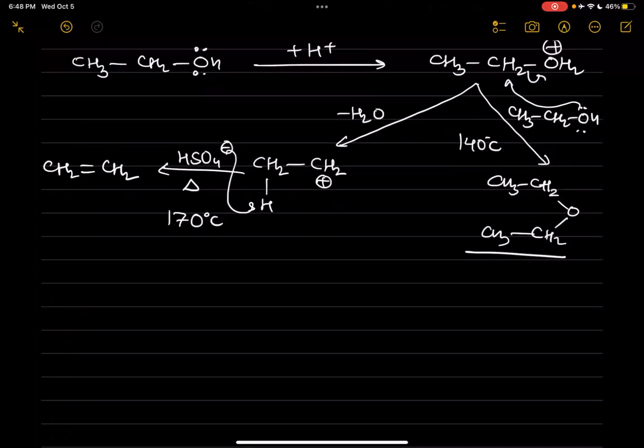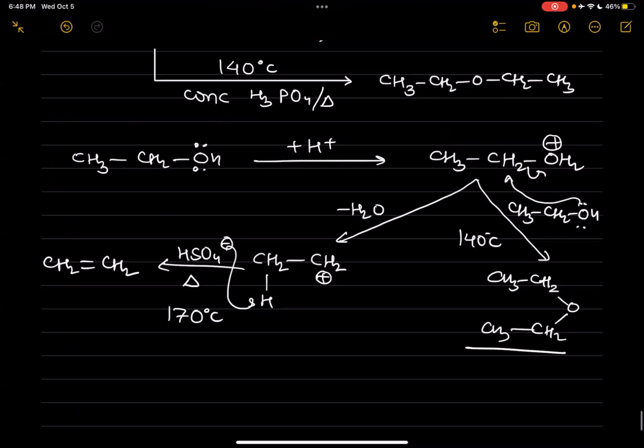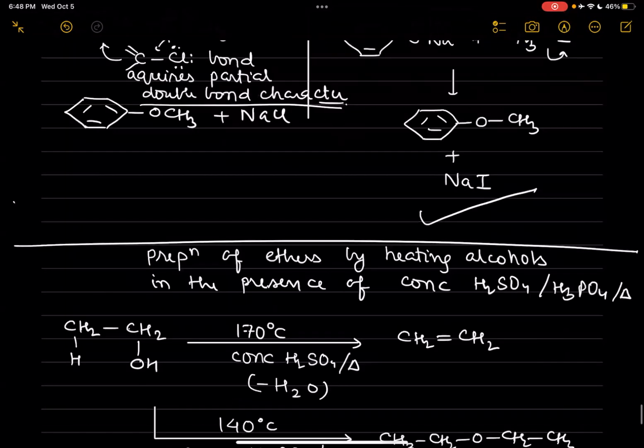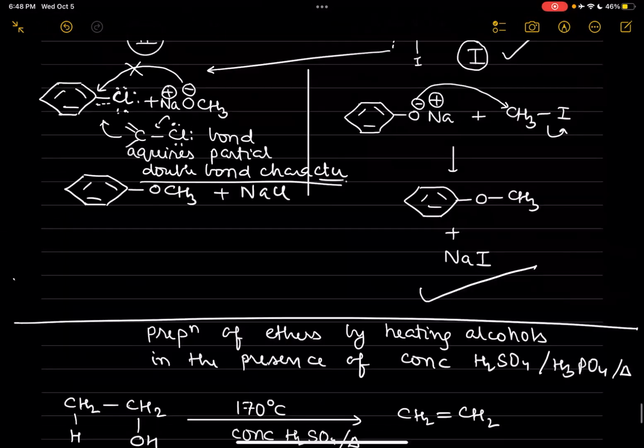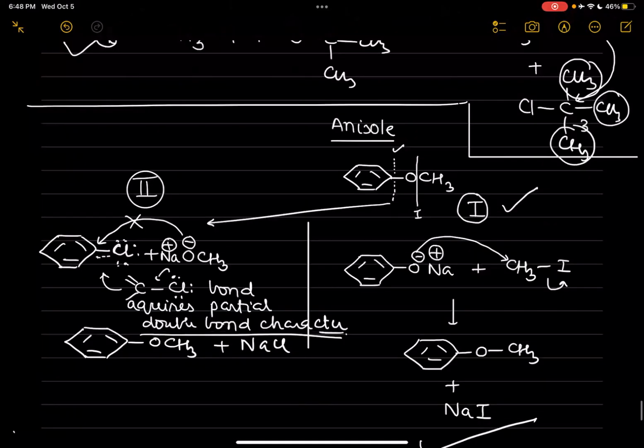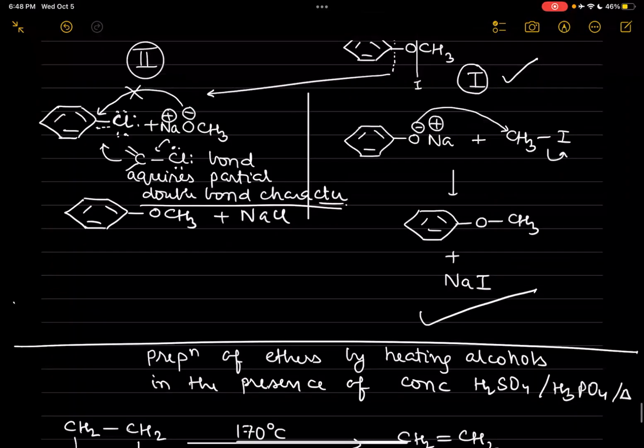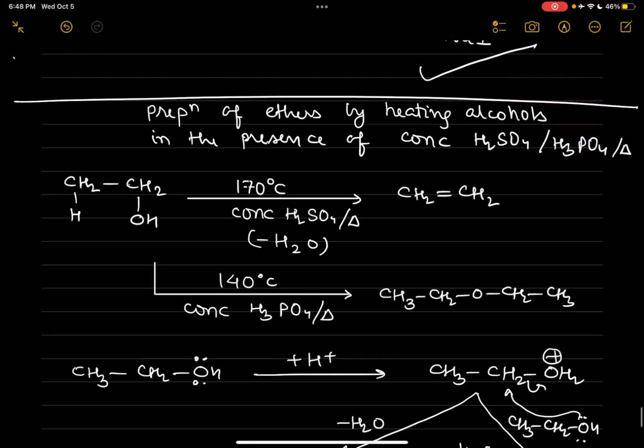Very important. So you can prepare ethers by Williamson ether synthesis, or you can directly take alcohol and heat it in the presence of acid, but you need to be very careful with respect to the temperature.